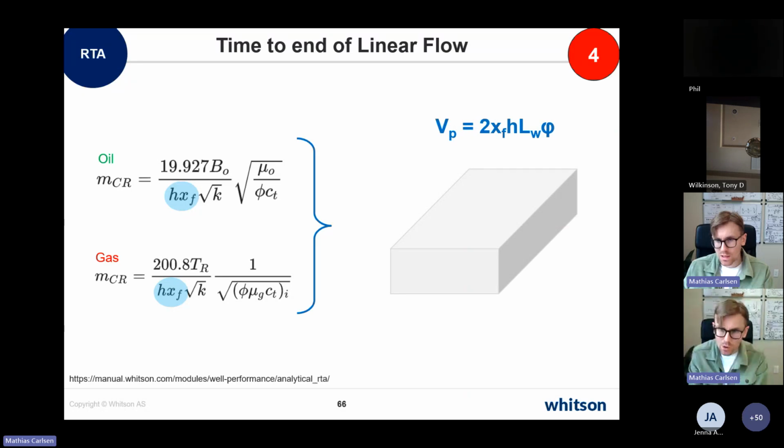And for you, you need to know that when you move time to end of linear flow to the right, you're increasing the pore volume, and to the left, you're decreasing it. And the same goes with the slope. When you increase the slope, you're reducing your A root K, and vice versa.